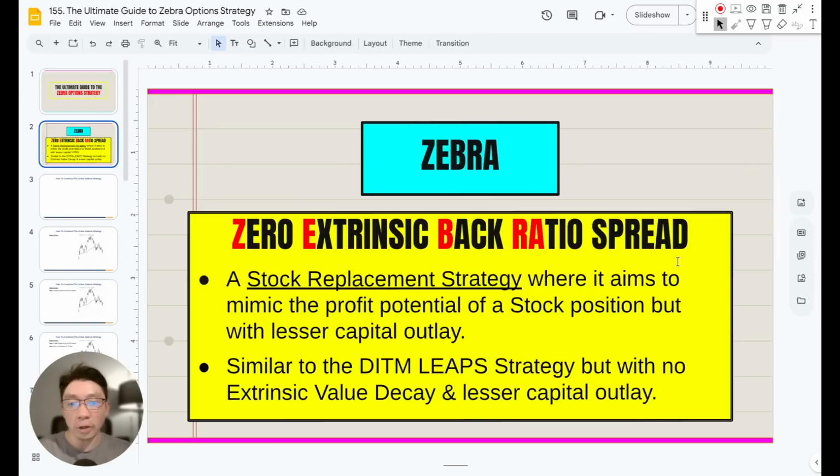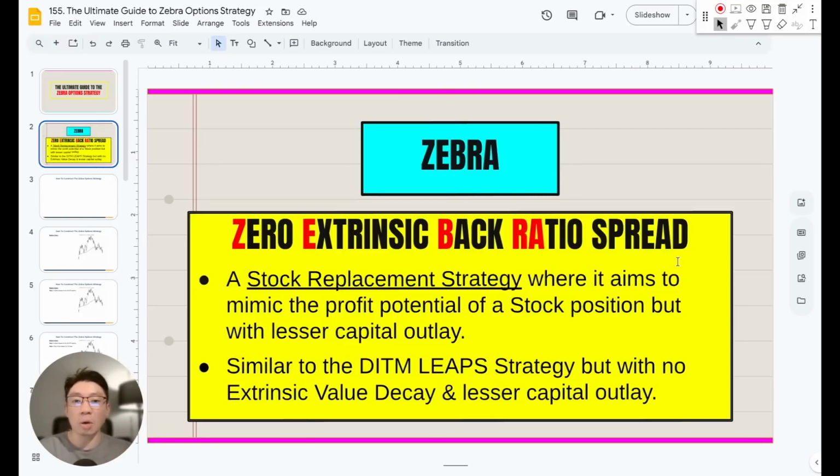So if you've seen some of my videos on my channel where I talk about the ratio spread, that ratio spread is actually the opposite of the back ratio spread, the front ratio spread. Those are credit strategies where you receive a credit upfront for putting on the strategy. But for the zebra, it's the opposite. The back ratio spread is basically a debit kind of strategy, so you actually have to pay to put on this strategy.